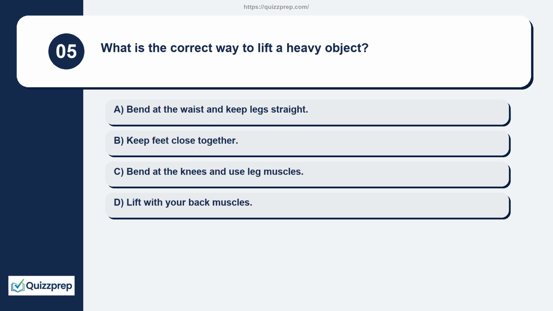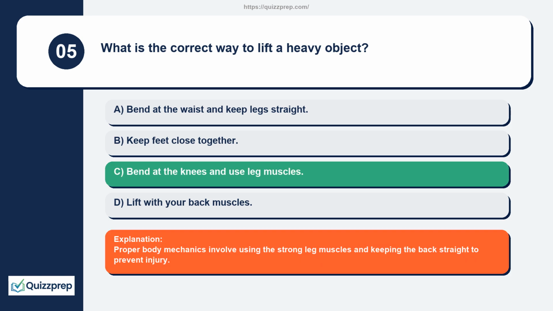Question 5. What is the correct way to lift a heavy object? Bend at the waist and keep legs straight. Keep feet close together, bend at the knees and use leg muscles. Lift with your back muscles. Proper body mechanics involve using the strong leg muscles and keeping the back straight to prevent injury.